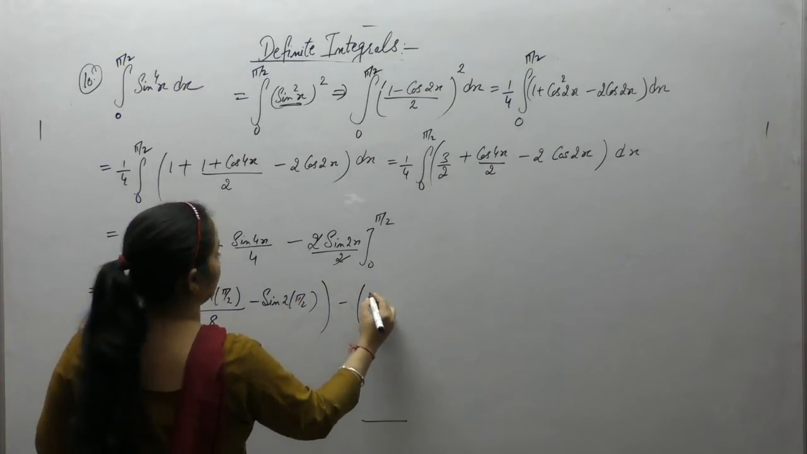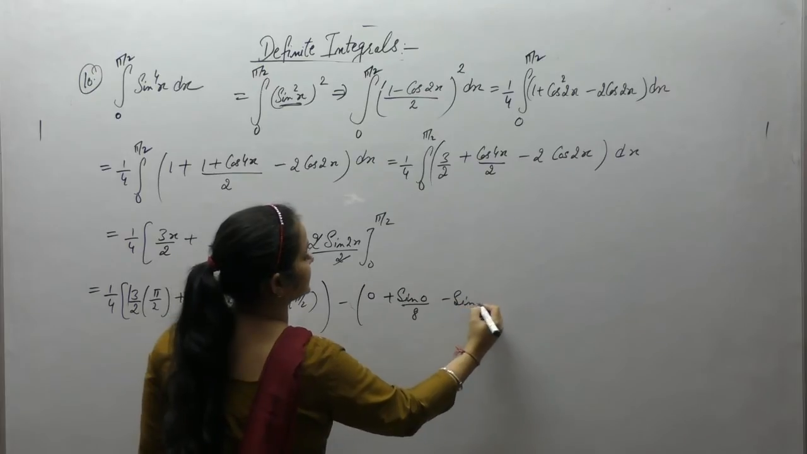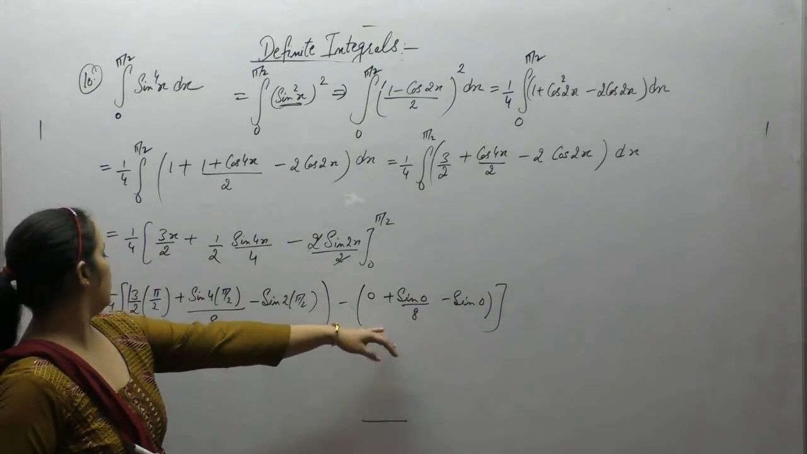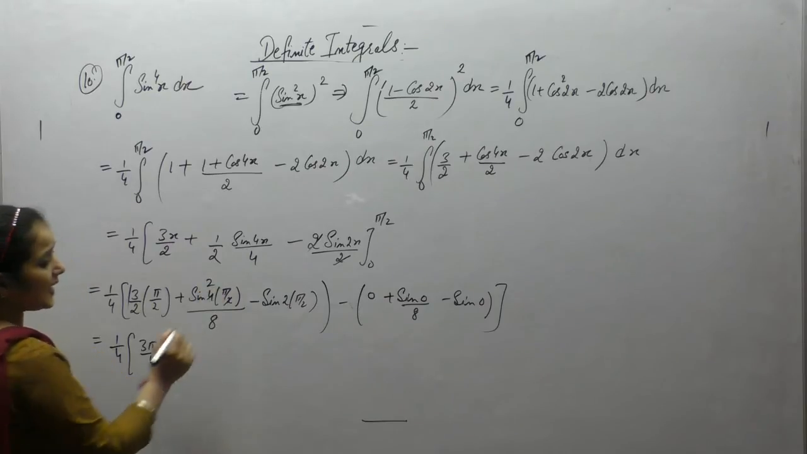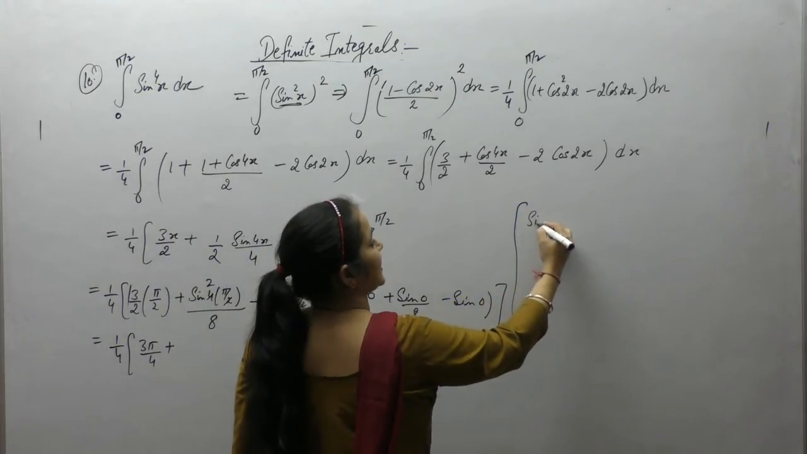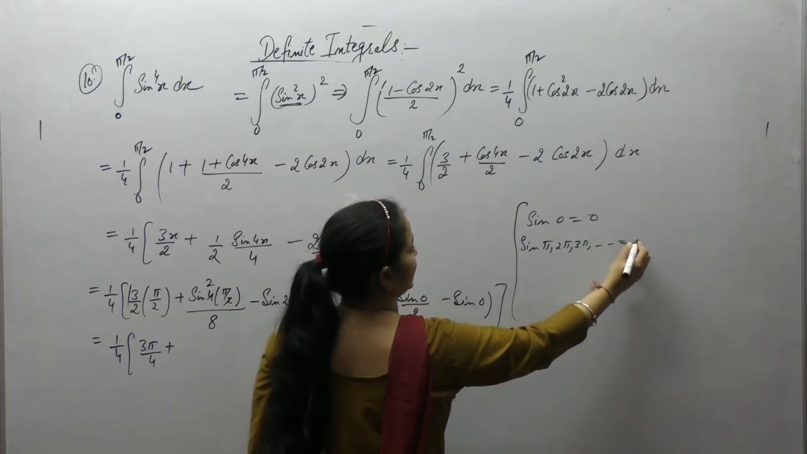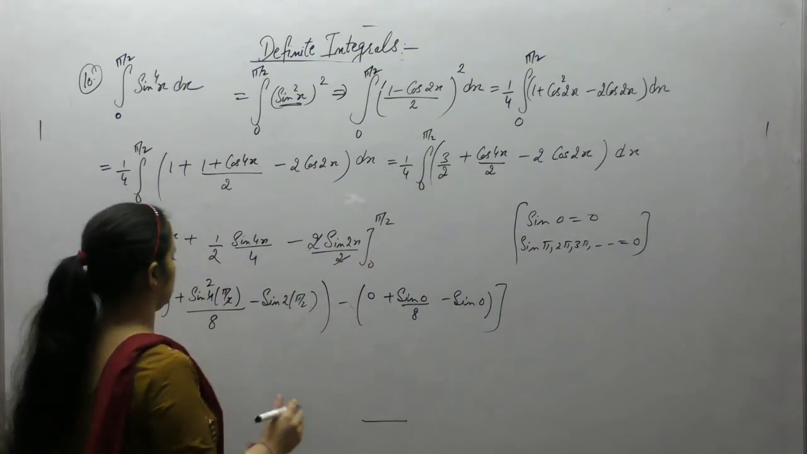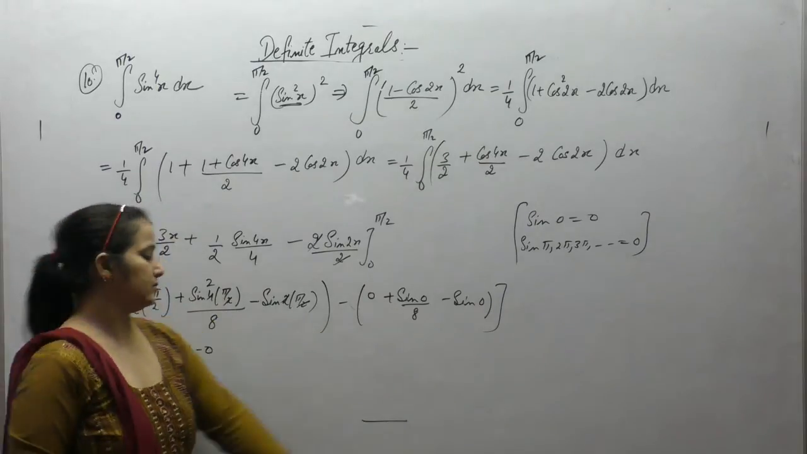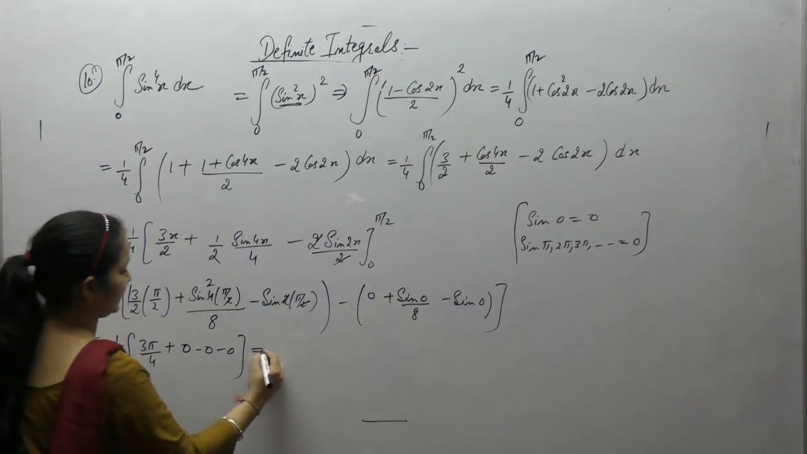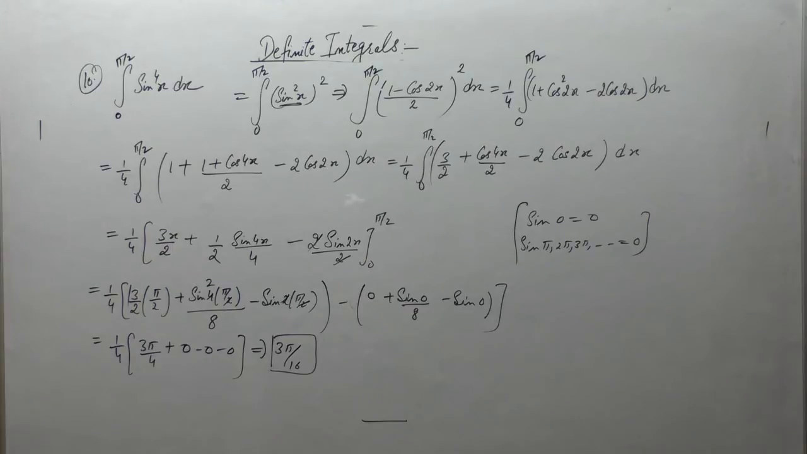Minus the lower limit: 3 into 0 is 0, sin(4 · 0) is sin 0 over 8, sin(2 · 0) is sin 0, which is 0. So we get 1/4 times 3π/2. Sin π and sin 2π are all 0, whether the multiple is odd or even: sin π is always 0, sin 2π is 0, sin π is also 0, sin 0 is 0. So you get the answer as 3π/16.